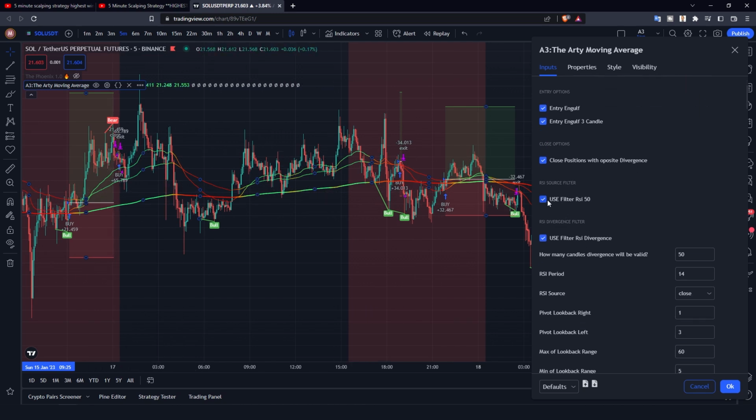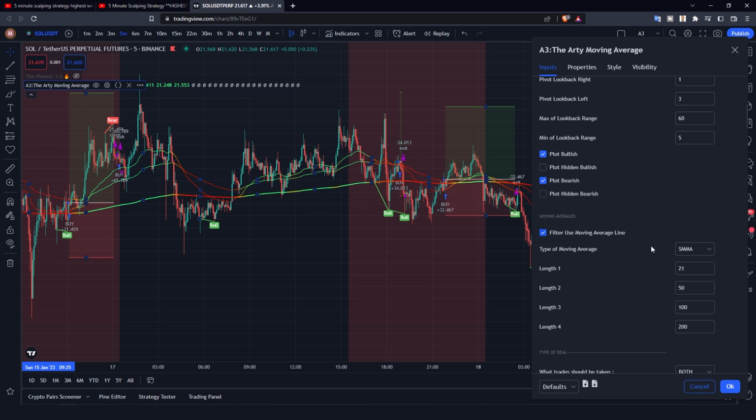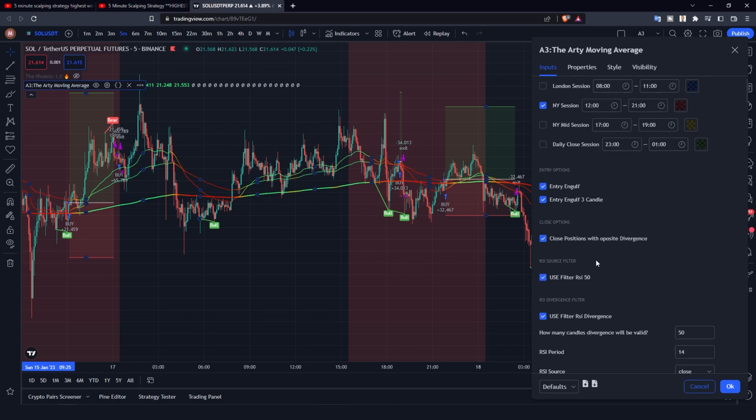The next part is using the filter RSI 50. You can use this filter for taking long and short positions. I explained how you can use this filter, and the next part is the RSI divergence filter. You can set the number of candles for which the divergence is valid. So it means up to 50 candles this divergence is valid, and more than that it is not acceptable. And finally, we have the moving average. It is SMMA. You see it in the chart, and you can use it as an entry filter.